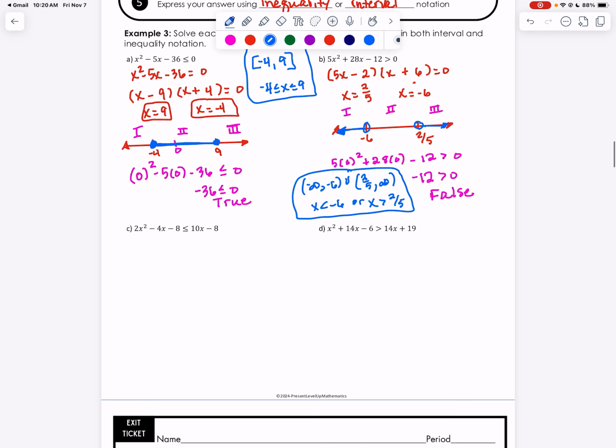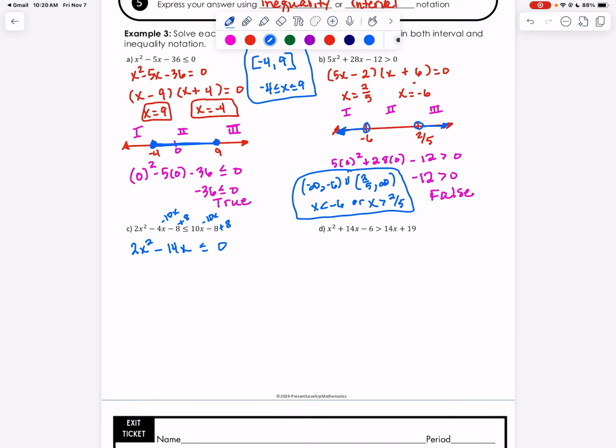All right, problem C. 2x squared minus 4x minus 8 is less than or equal to 10x minus 8. So step 1, we want to get everything on the left side. So I'm going to have to start out by subtracting 10x here and 10x here, and adding 8 here and adding 8 here. So that would give me 2x squared. Negative 4x minus 10x would give me negative 14x. Negative 8 plus 8 is 0, so that's less than or equal to 0.